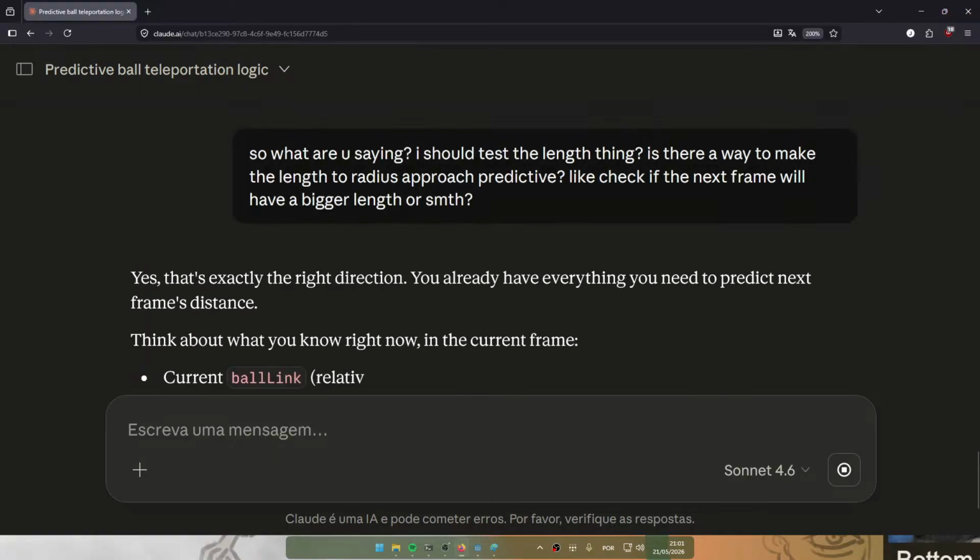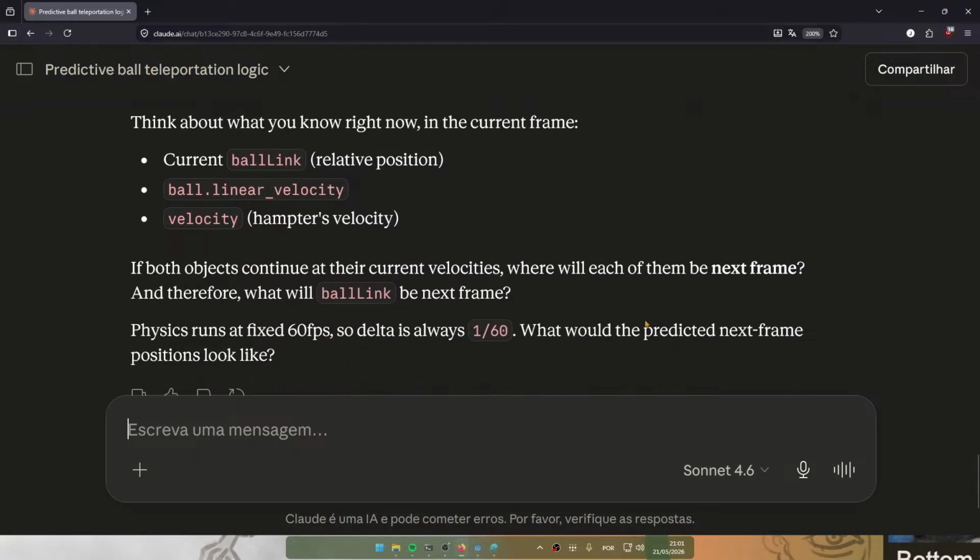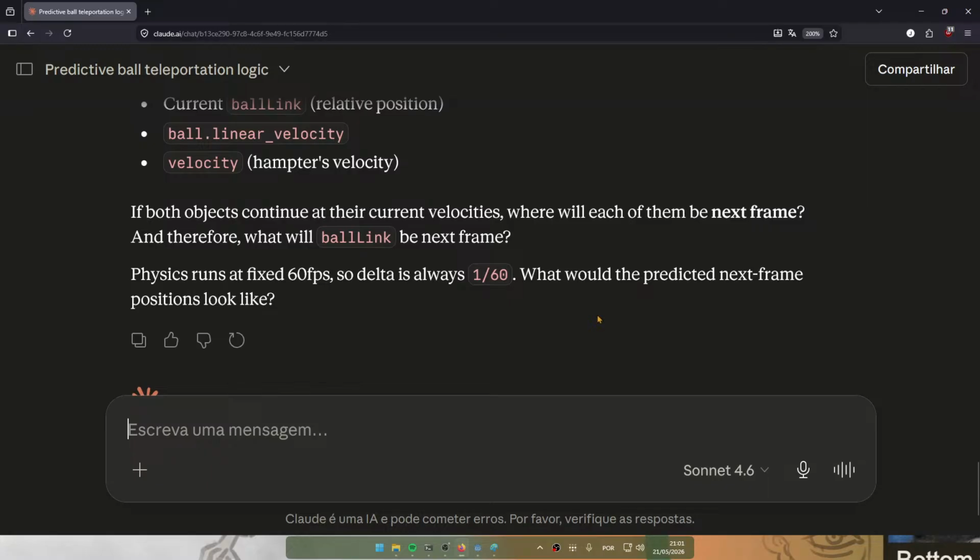Yeah, this is the right direction. You already have everything you need to predict the next frame's distance. Think about what you know right now. In the current frame, you know the current ball link relative position. You know ball linear velocity. You know hamster velocity. If both objects continue at their current velocities, where will each of them be next frame? And therefore, what will ball link be next frame? Physics runs at 60, so delta is always 1/60. What would the predicted next frame positions look like?